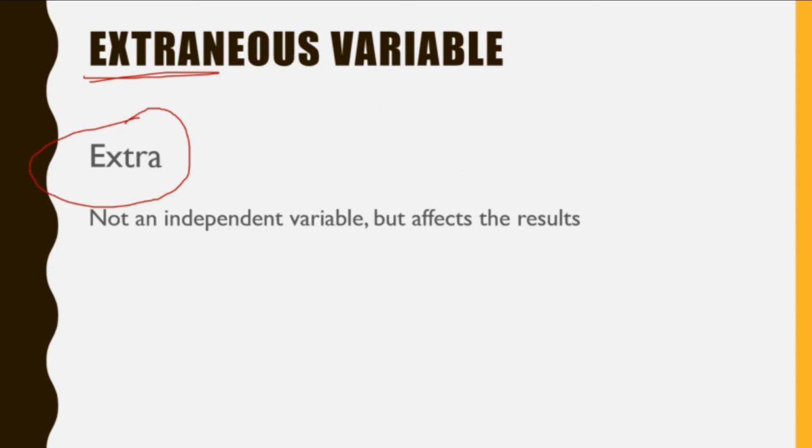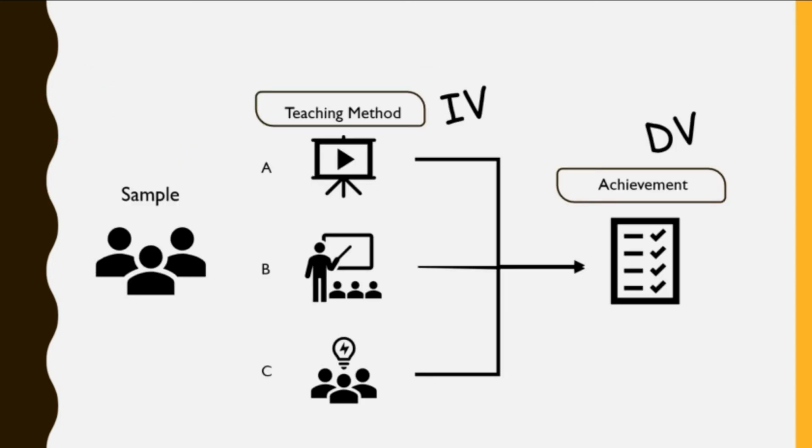Let me explain extraneous variable with the same example which we saw earlier, where we had students, different teaching methods, and we saw their effect on achievement. So when we were doing this experiment, we suddenly realized that the students' intelligence level has an influence. Yes or no?